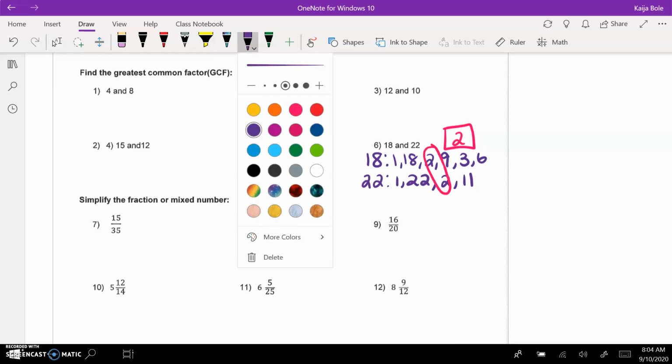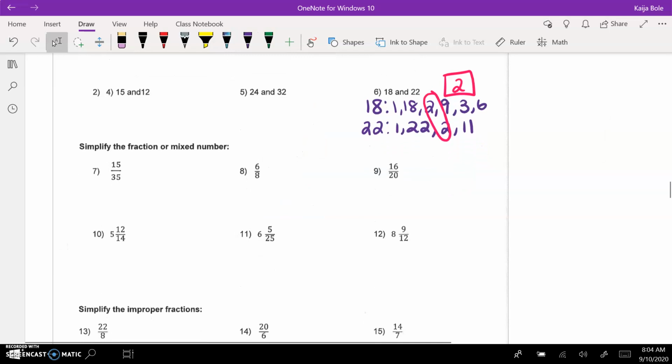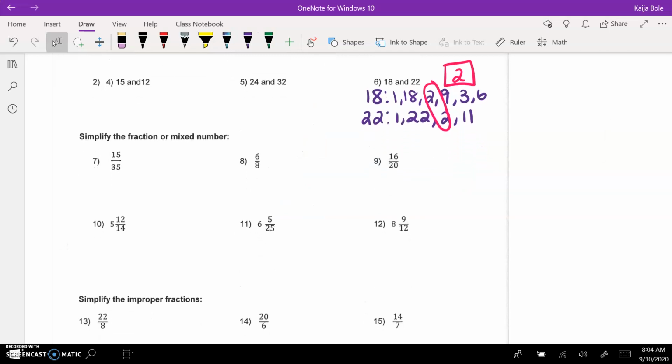Now, if we move on to the second section, simplify the fraction or mixed number. My hint would be to use the GCF. That's why we do that first section first. All right, so if we were to look at one of these, I'm going to look at number 10 here. So the 5 obviously is just going to stay. We are looking at the 12 and 14. I was going to do it 2 ways, but actually there's really only one way to do it.